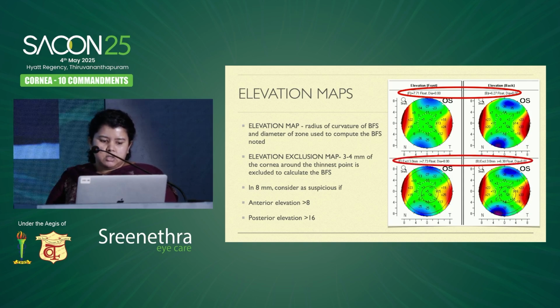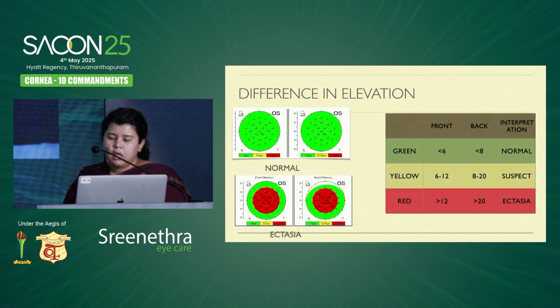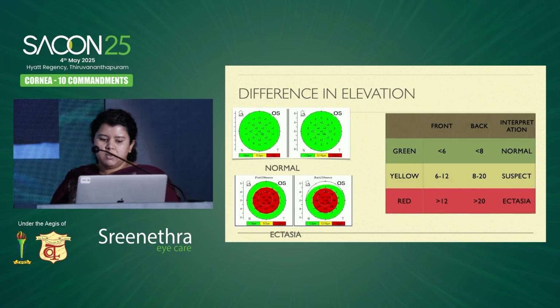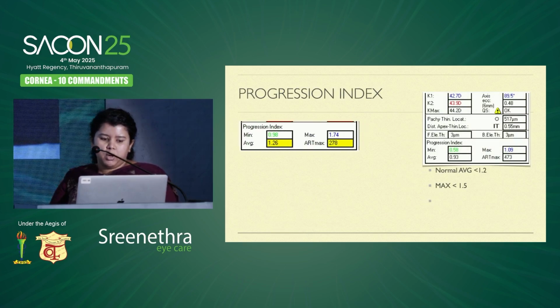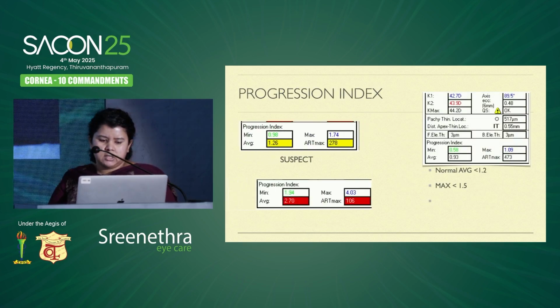In the 8 millimeter zone, an anterior elevation more than 8 and posterior elevation more than 16 is considered significant. And this is the difference in elevation. Here, more than 12 is considered as ectasia, and posterior elevation more than 20 is considered as ectasia. For the progression index, the normal value is less than 1.2, maximum should be less than 1.5, and an index of more than 1.8 is considered as keratoconus.